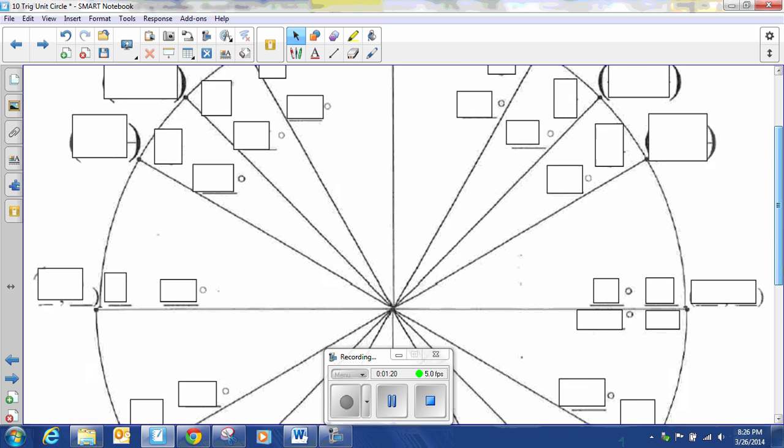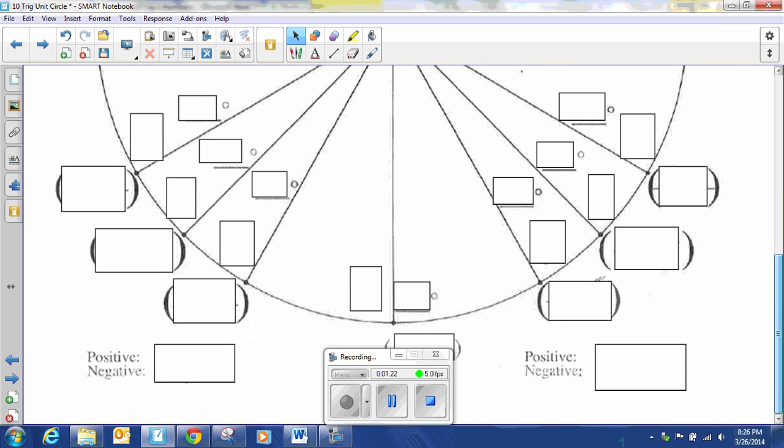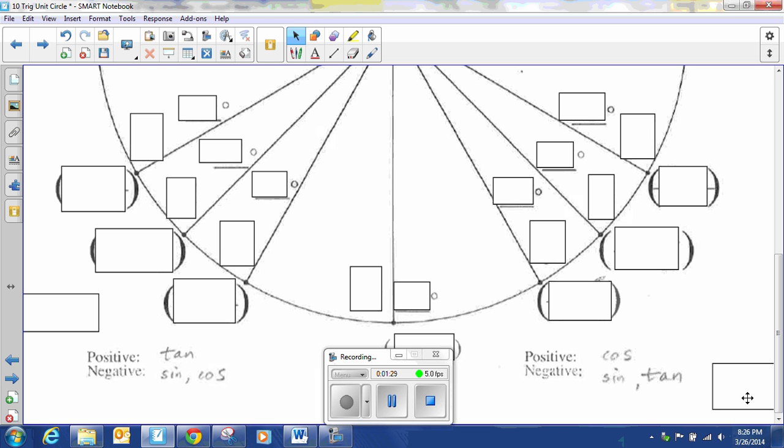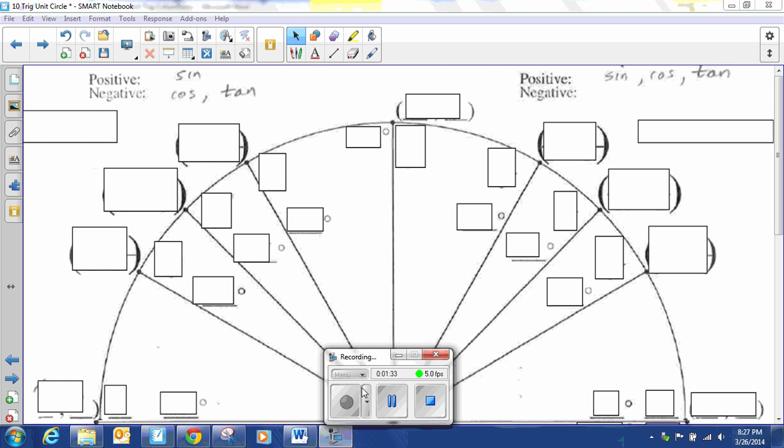All right, let's move on down and take a look at the third quadrant. In the third quadrant, tangent is positive, the others are negative. And in the fourth quadrant, cosine is positive and sine and tangent are negative.